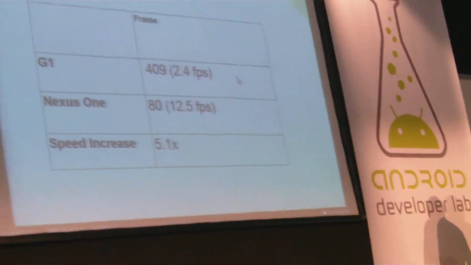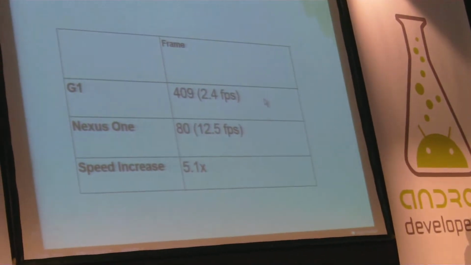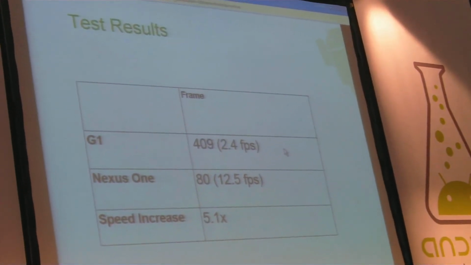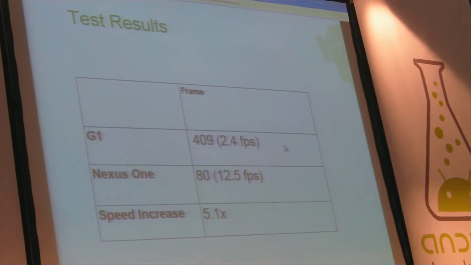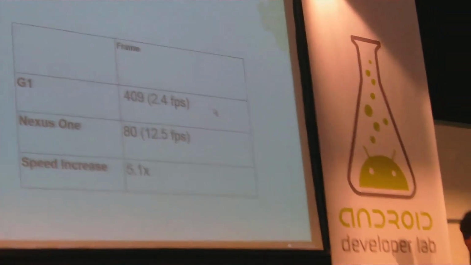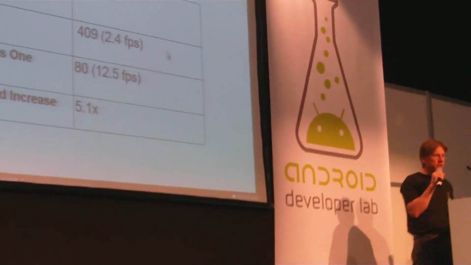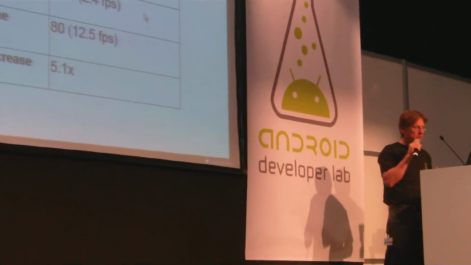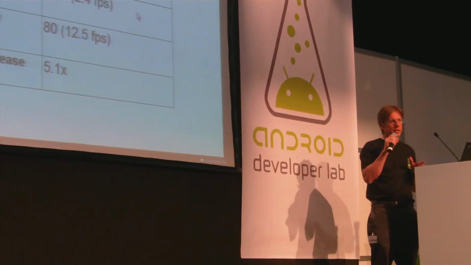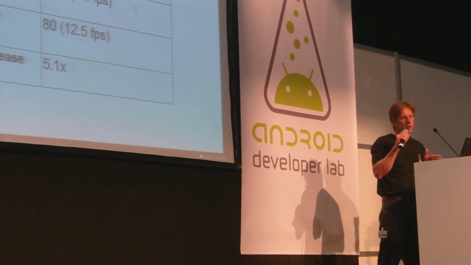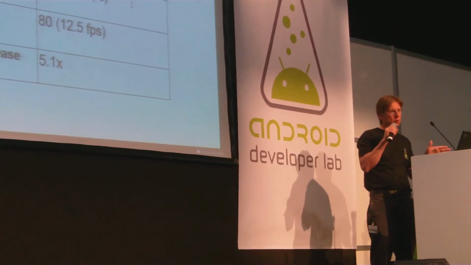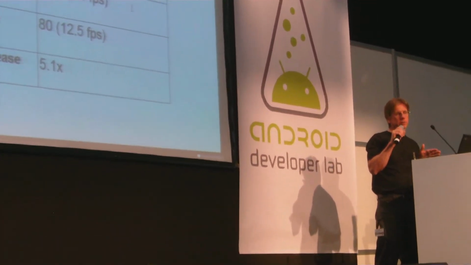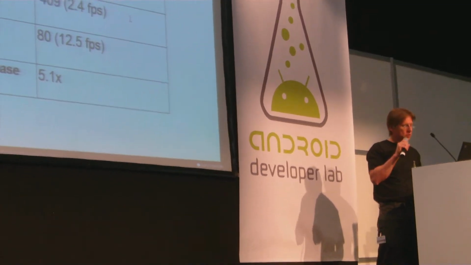So here are some interesting numbers. Here again is the G1 versus the Nexus 1 test. With the same parameters, we got 2.4 frames per second on the G1. We got 12 frames per second on the Nexus 1, so a 5.1 times speed increase. You can see the GPU is much more robust on the Nexus 1. Sometimes with 3D games, if they're really pushing the envelope, developers will target the high-end devices and filter their app on wide VGA to make sure they're targeting just those devices.